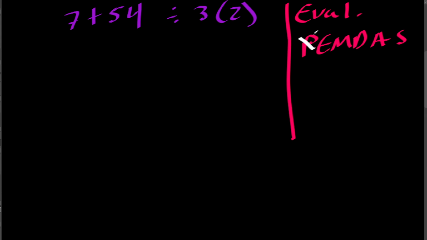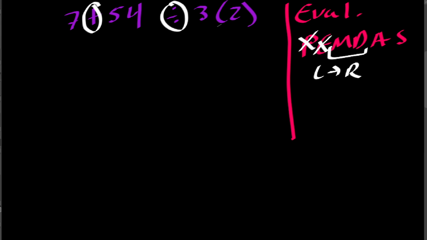So parentheses is done. Let's check exponents. 7 doesn't have an exponent. 54 doesn't have an exponent, nor does 3 or 2, so we're good with the exponents. Now, we have to do this M and D, remember, from the left to the right. So we have addition, we have dividing, and then we have multiplying here. So which one are we going to do first?